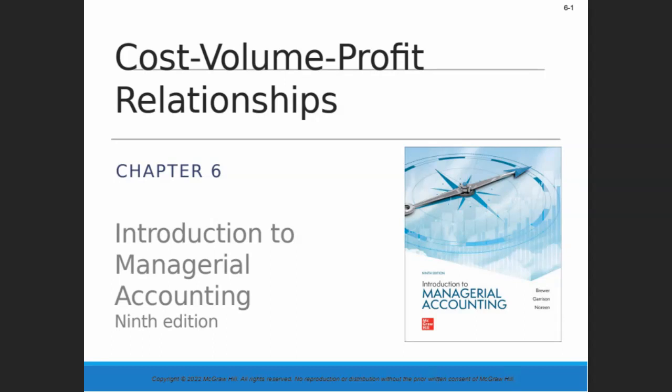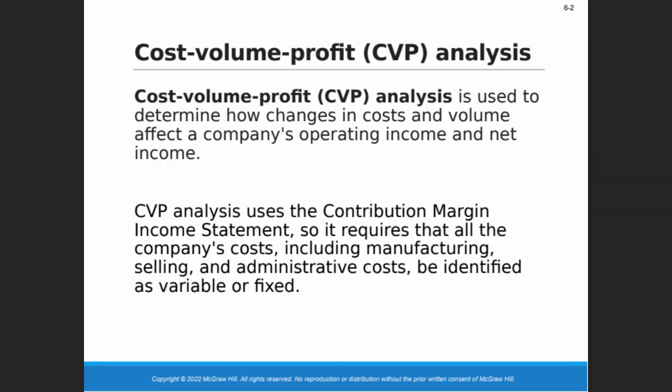In chapter 6, we discuss cost-volume-profit relationship and analysis. This is a very popular and important managerial accounting function. To put it simply, CVP analysis is used by managers to determine how changes in cost and volume will affect the company's operating income and net income.